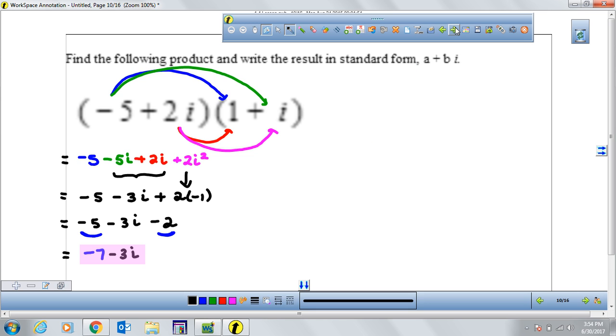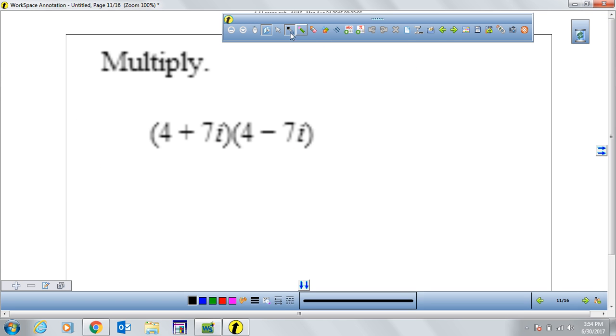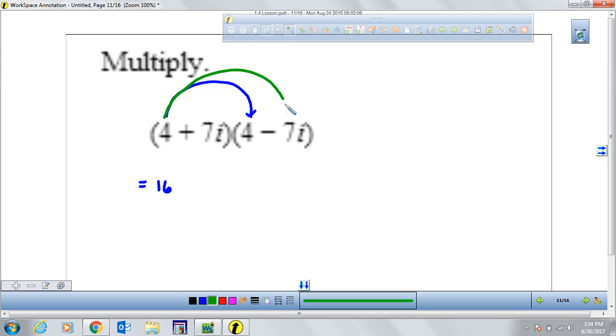Next problem. Now we're going to multiply these two complex numbers. We're going to do the exact same thing, so we're going to distribute these two. 4 times 4 is going to be a 16. Then 4 times negative 7i is minus 28i. Then we are going to multiply 7i times 4, which is positive 28i. And the last one is going to be 7i times negative 7i, which is negative 49i squared.